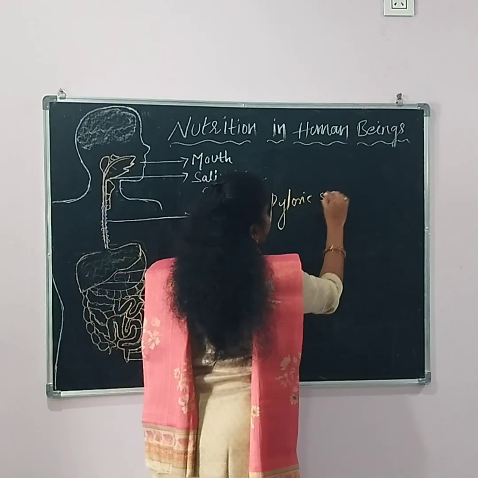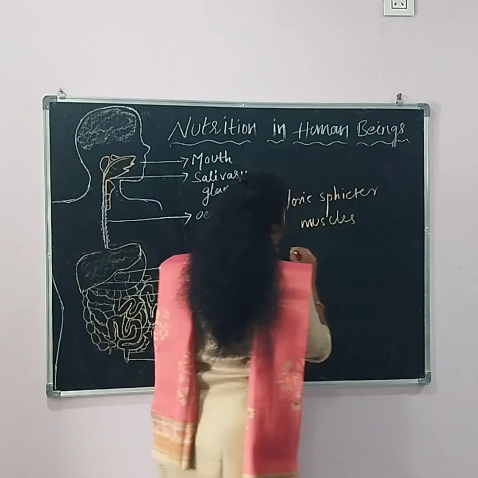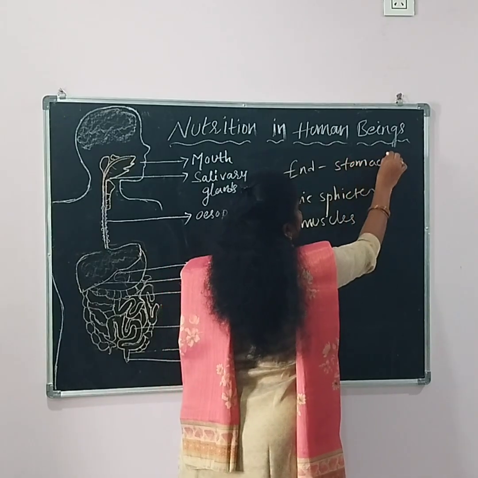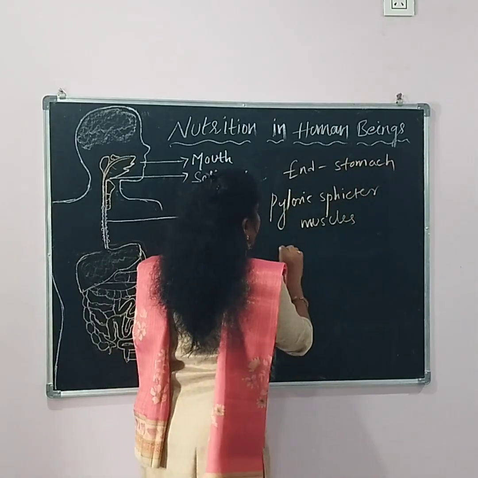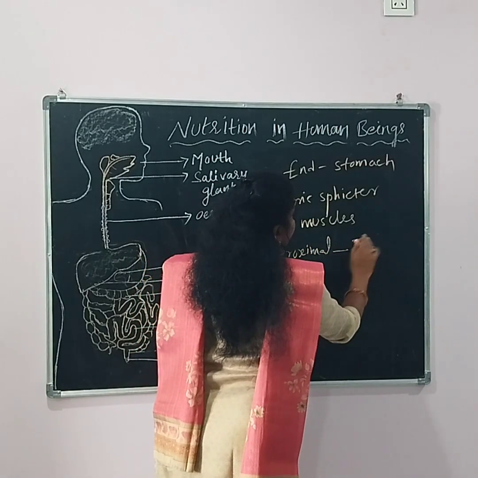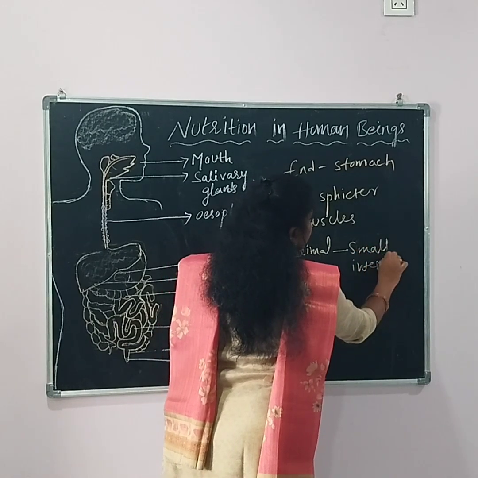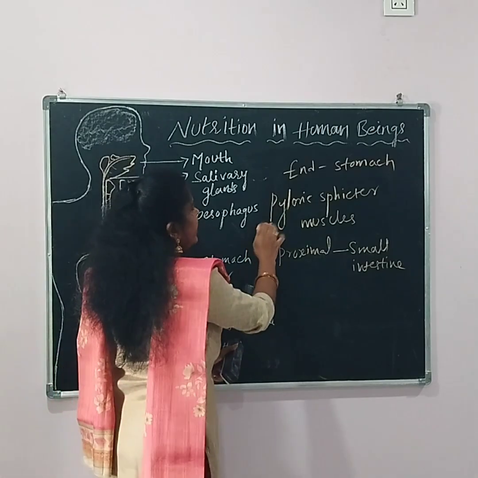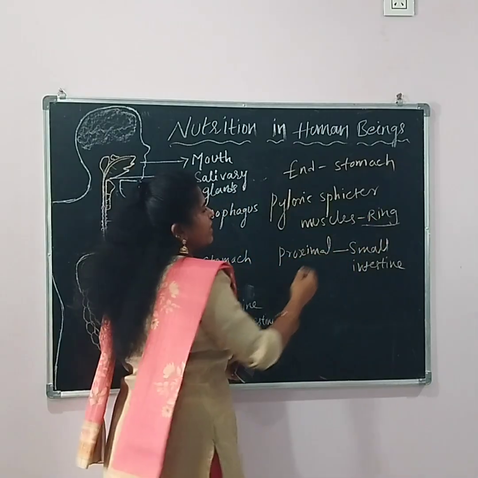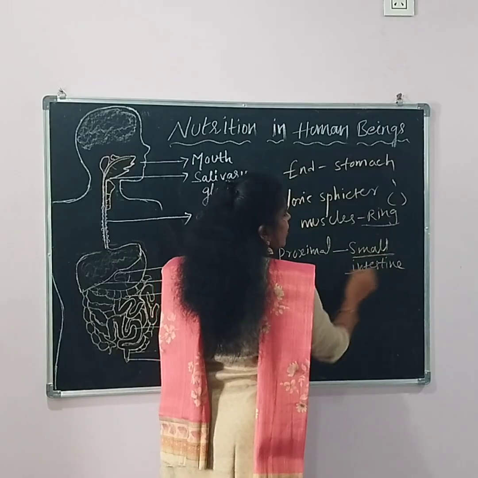Pyloric sphincter muscles are at the end part of the stomach and the proximal part. Proximal means what? Front part. The proximal part of the small intestine. And here, this ring-like pyloric sphincter muscle sends the food from the stomach to the small intestine.